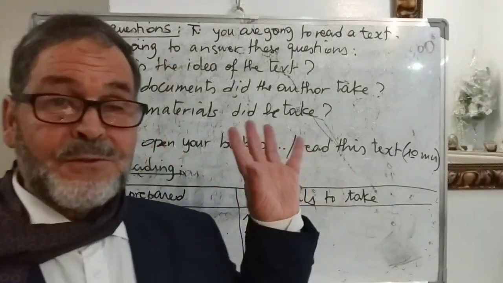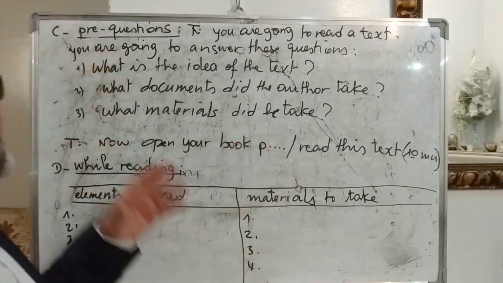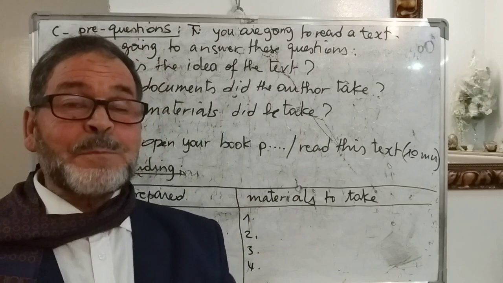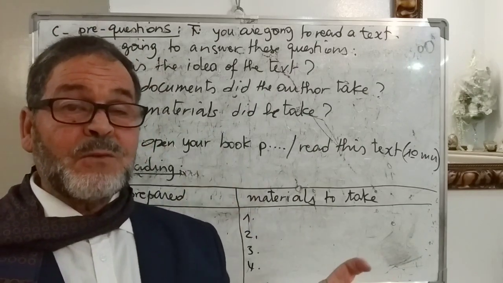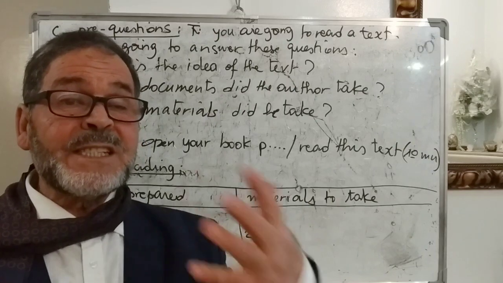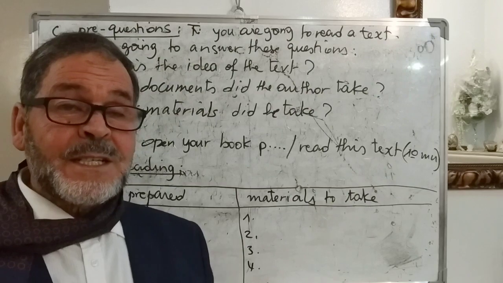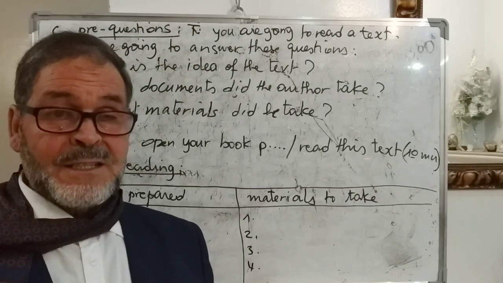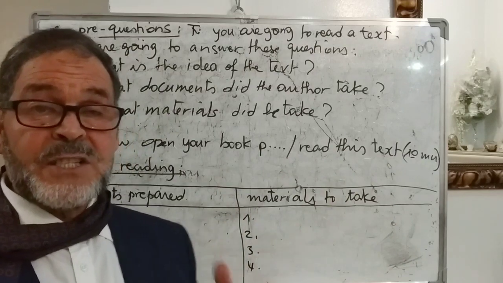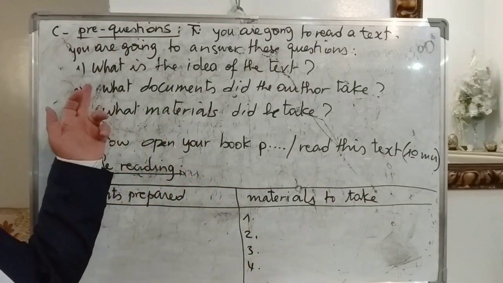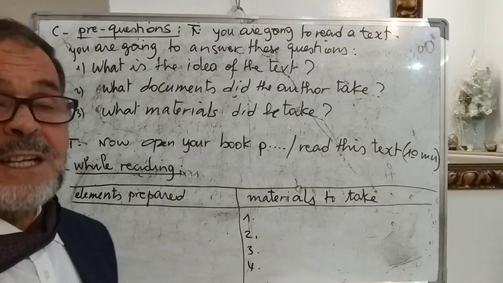Now we move to the next stage. The next step is C: pre-questions, or pre-reading questions. Before giving the text, we put 3 questions on the blackboard to give a reason why to read. This is what we say about skimming and scanning. We are going to read briefly to answer some questions before. So first we prepare these questions. They read them, and we give a text.